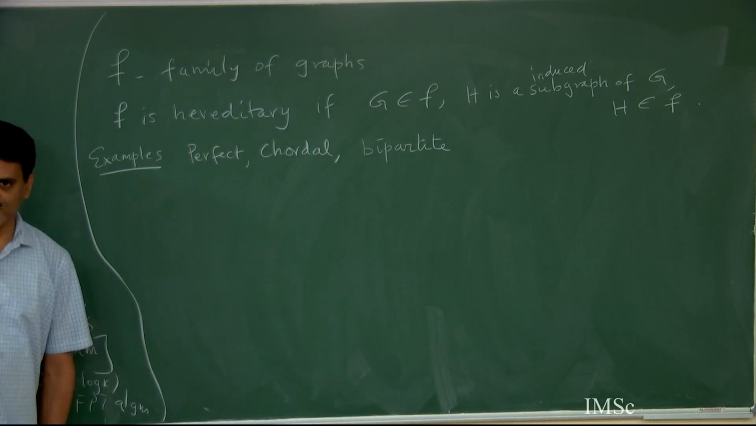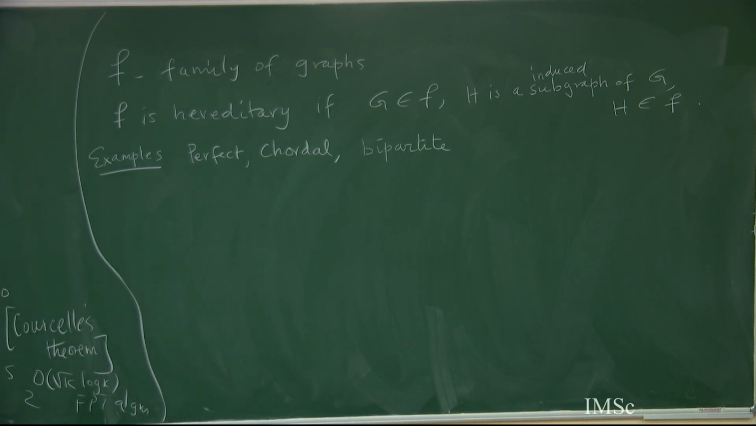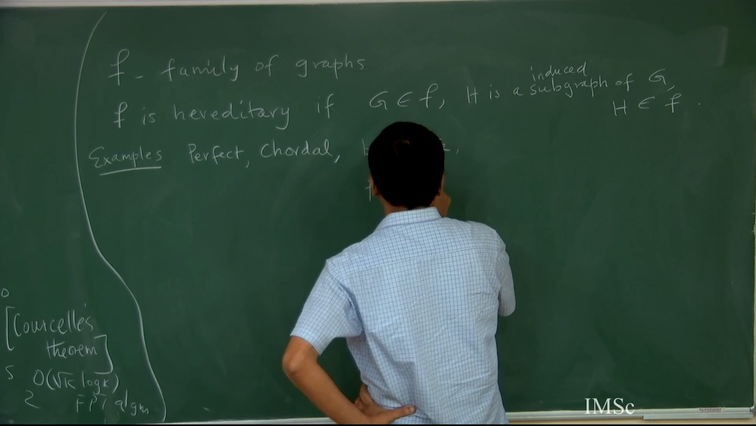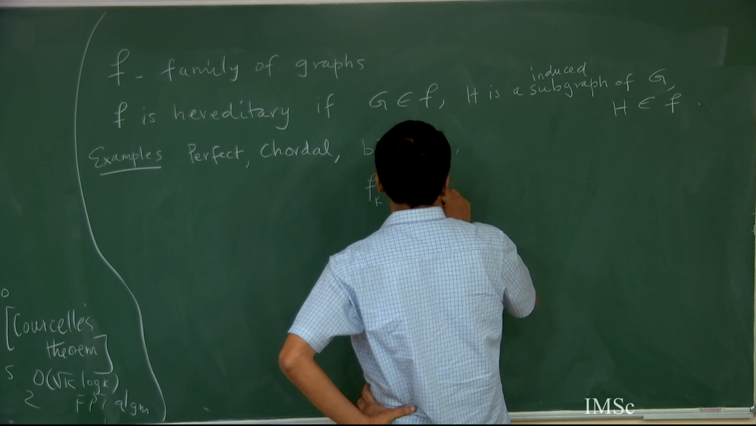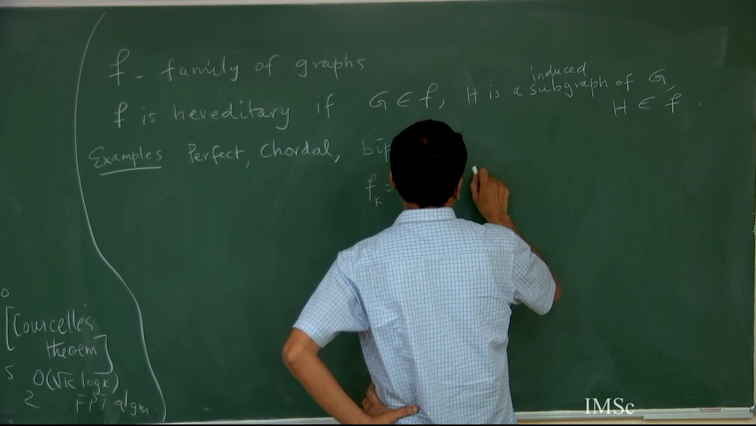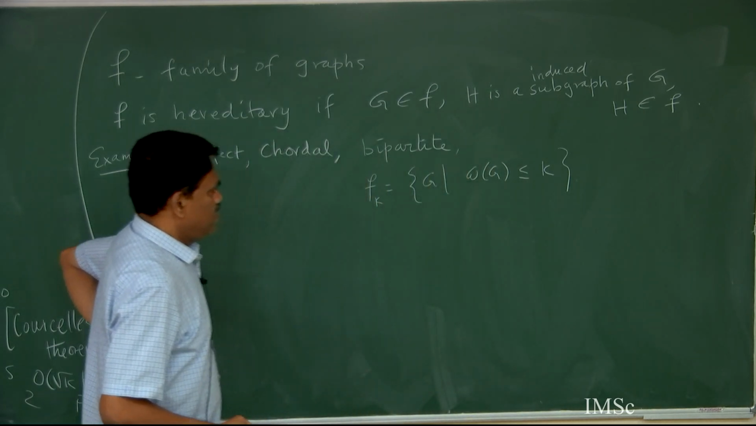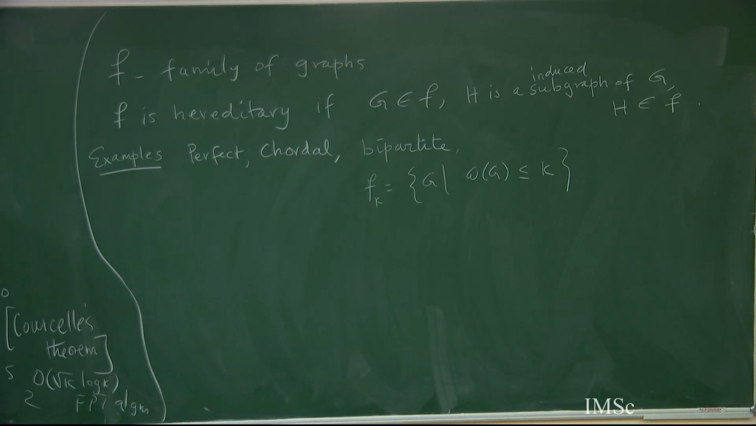K-clique free. I don't know. Is it? Yes. What do you mean? Oh, graphs with maximum clique size k minus 1. Is that what you're saying? Okay, sure. So F is, for a fixed k, the set of G such that omega of G is less than or equal to k. Let's see. If a graph has maximum clique at most k, then any induced subgraph has maximum clique at most k. What's an example of a graph family which is not hereditary?